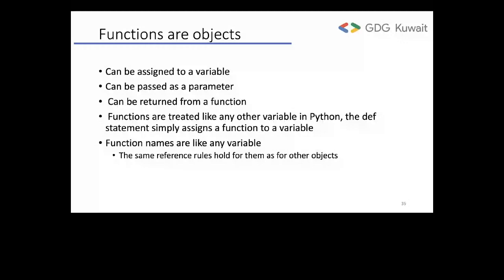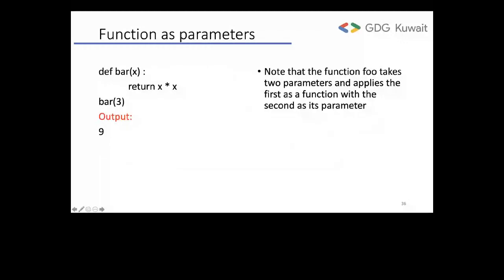For example, we have here, we will define a function, the name of the function is bar, okay, and it has a parameter, which is x, and we want it to return x multiplied by x. Okay, so here we are calling this function, and we assigned a parameter for x, which is equal to 3. So 3 multiplied by 3 is 9. It is this simple. Okay.